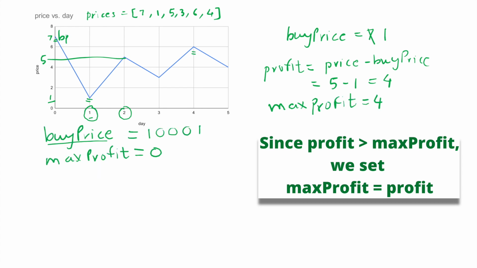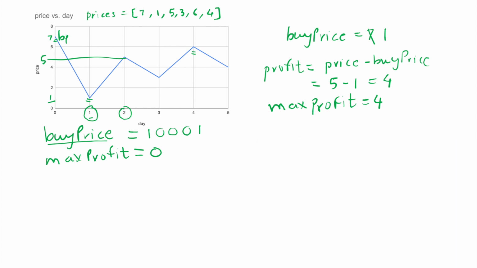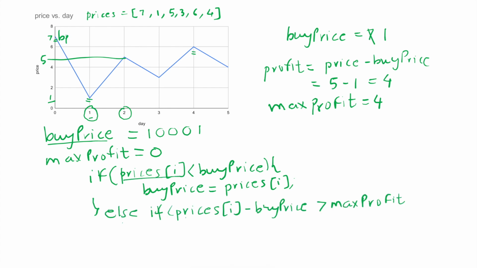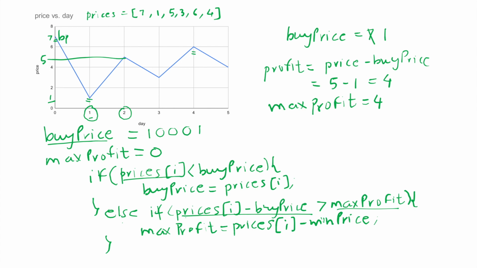So what we have done here is that we have iterated through the prices array and we have checked that if the price of the stock is less than buy price, then we set buy price equal to the price of stock. Else, we recalculate the profit, and if the profit is greater than max profit, we set max profit equal to this profit. Remember that we're doing these checks while iterating through the array. That's why I've got prices of i here. When we're writing the code in the editor, we will store this profit in a new variable.